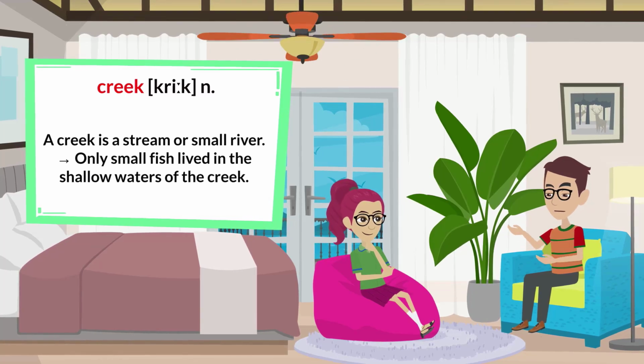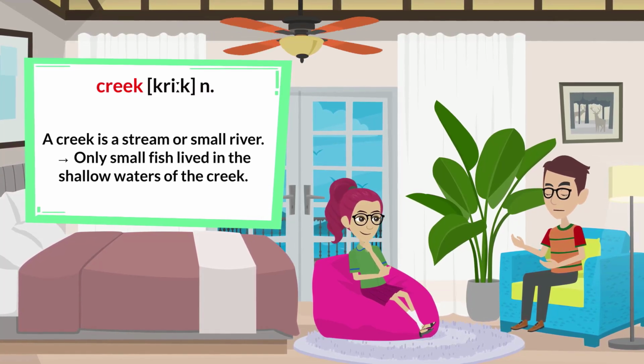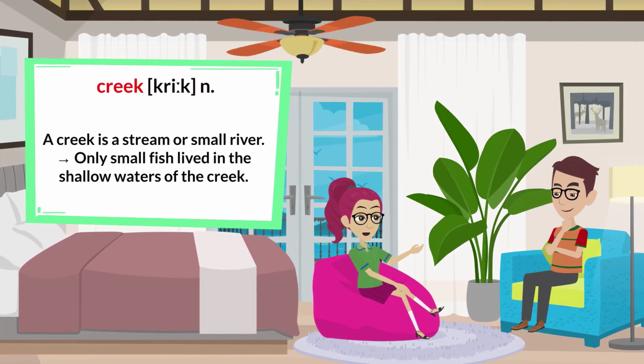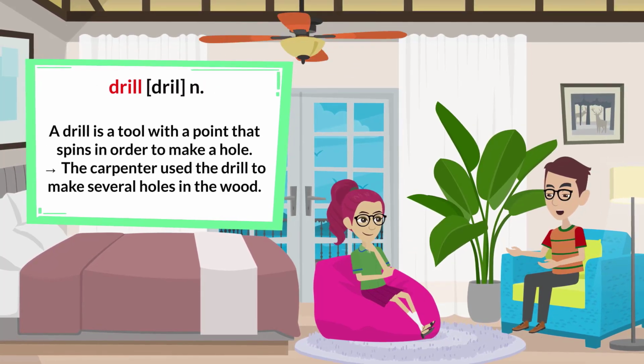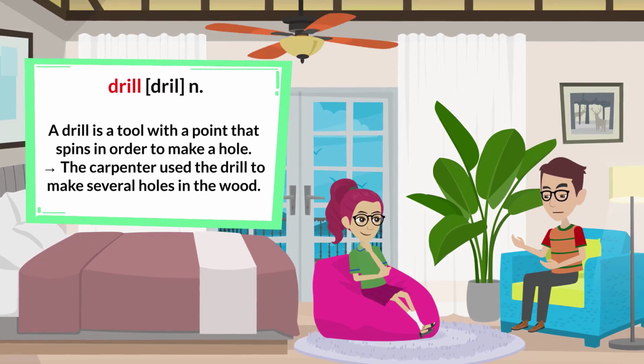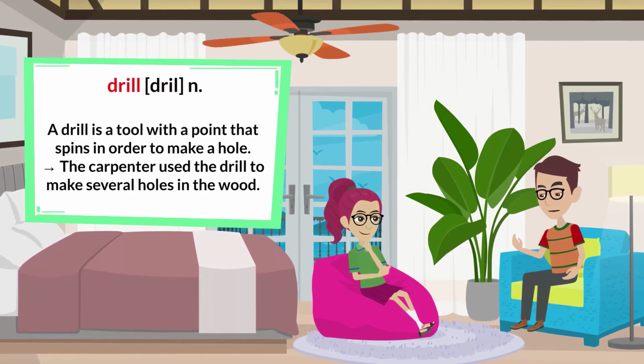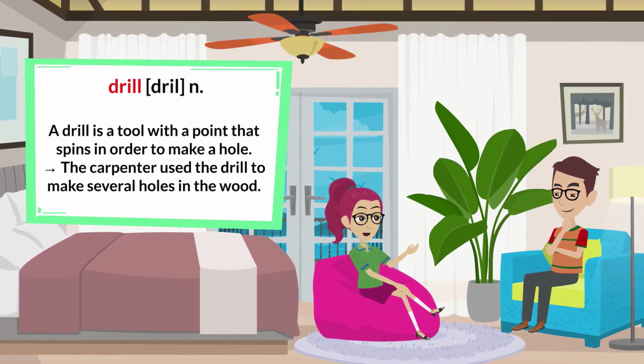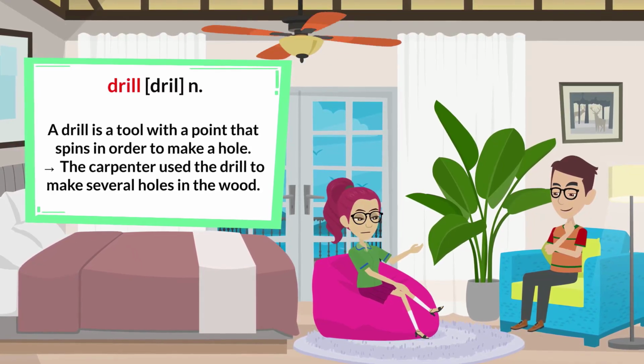Creek. A creek is a stream or small river. Only small fish lived in the shallow waters of the creek. Drill. A drill is a tool with a point that spins in order to make a hole. The carpenter used the drill to make several holes in the wood.